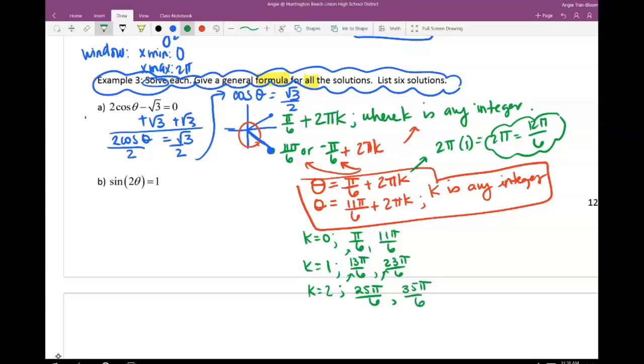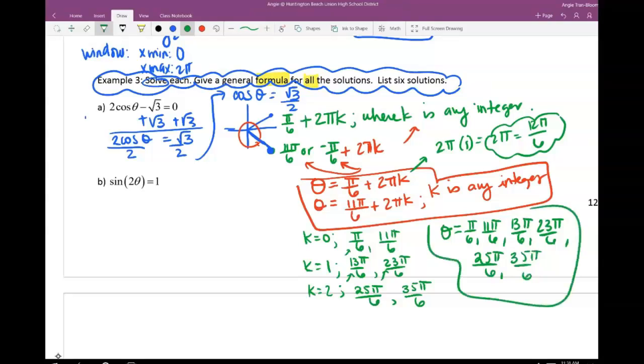So your 6 solutions are, theta is pi over 6, 11 pi over 6, 13 pi over 6, 23 pi over 6, 25 pi over 6, and 35 pi over 6. Okay. Now, do I have to have all positive solutions? No. But most of us prefer positive numbers over negative. There's nothing wrong with negative numbers. I will also accept them. But your book, I think, most likely will have all positive answers. So we're just going to keep it consistent with the solutions in the book.